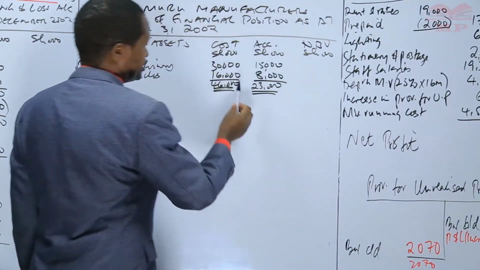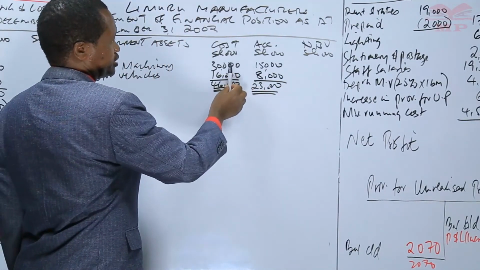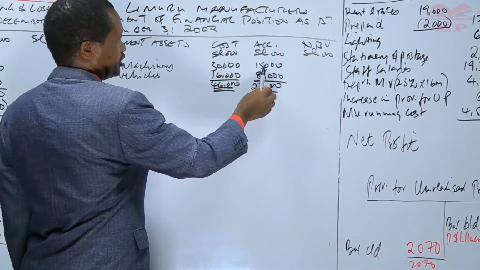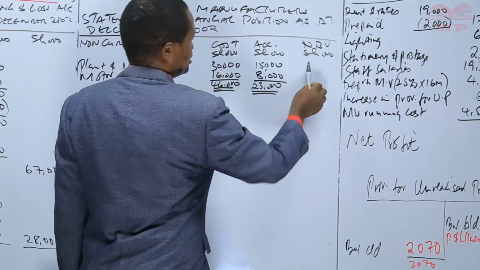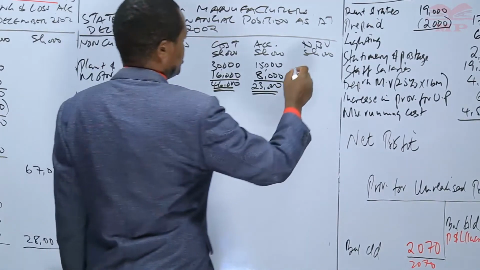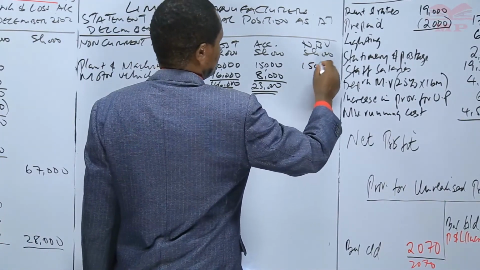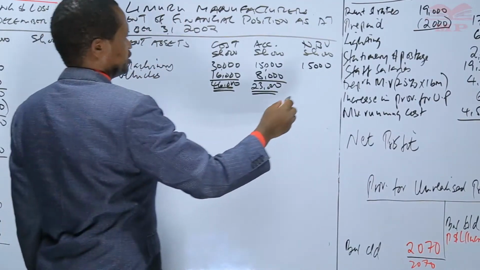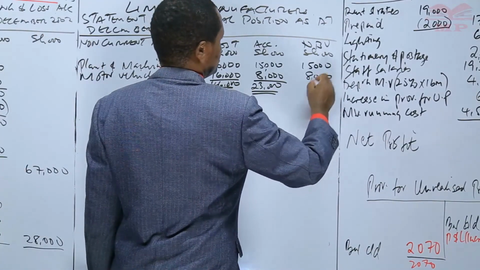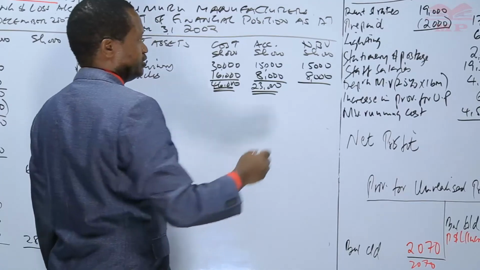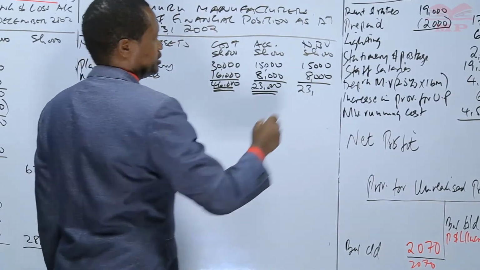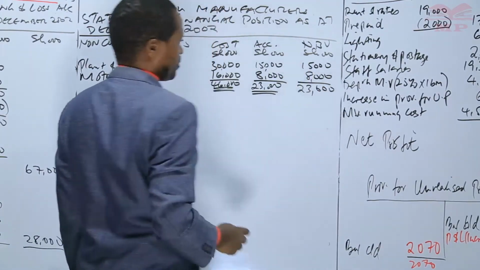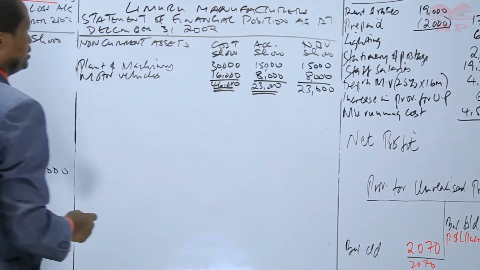So we get the difference between the cost and the accumulated depreciation to give us the net book value. So the net book value on plant and equipment here is 15 million, and for the motor vehicle is 8 million, giving us a total here of 23. This is 23 million. That is the non-current assets.